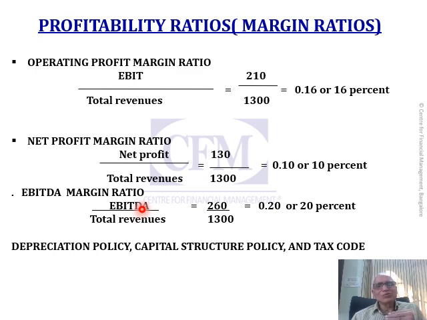So operating managers would not like that figure to be considered, so they are more interested in earnings before interest, taxes, depreciation, and amortization, a measure of profit which abstracts away the effect of depreciation and amortization policy, capital structure policy, and tax code. In the case of Horizon Limited, EBITDA is 260 million, total revenues are 1300 million, so EBITDA margin is 20%. We often find this margin being quoted in financial press.